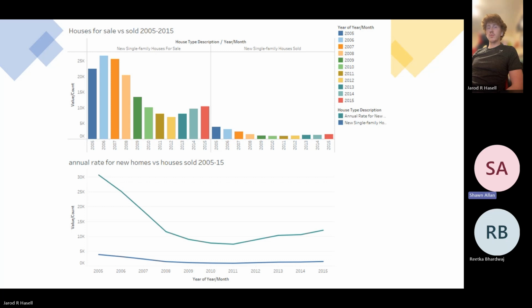As for the dual line graph at the bottom of the visualization, the annual rate was very high, then it fell in 2008. People still don't really have money to purchase houses after recovering from the 2008 financial crisis, even though the market recovered.